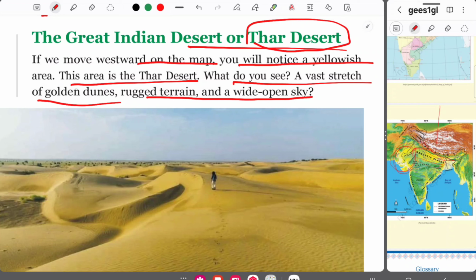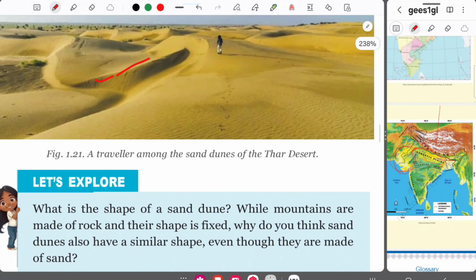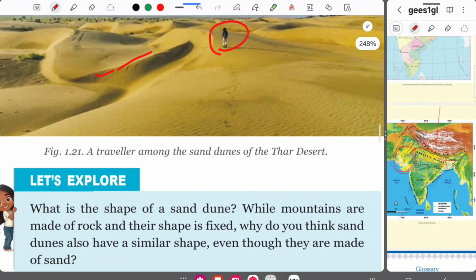So here you can see golden dunes. See, these are the dunes, sand dunes. Why golden? Because this is the color of gold, golden color, yellow color, isn't it? And they have a very rugged terrain, very dry terrain, okay, and a very wide open sky. Why? Because it is totally plain area, desert area, isn't it? That is why wide and open sky. So a traveler among the sand dunes of the Thar Desert. This is an image of a traveler traveling in this Thar Desert, okay. And here you can see sand dunes also, isn't it?